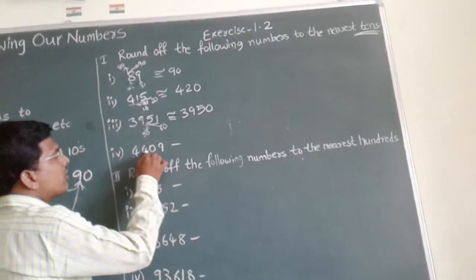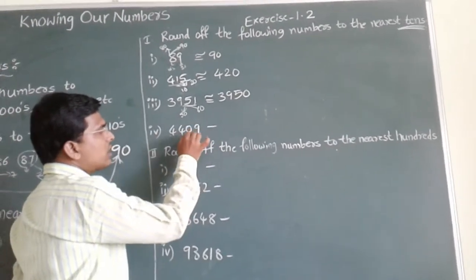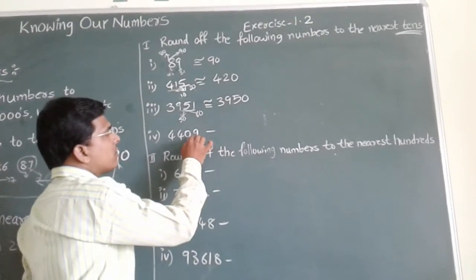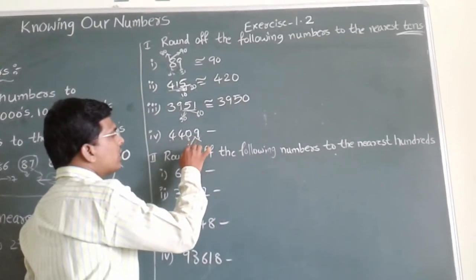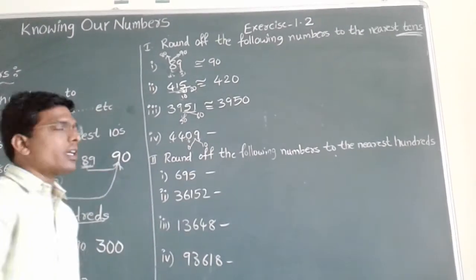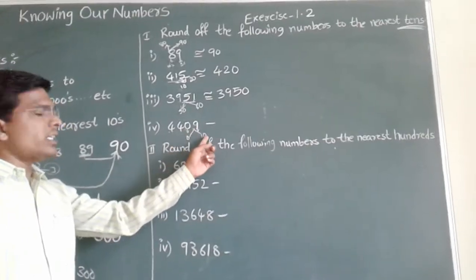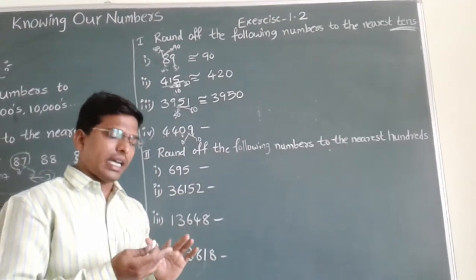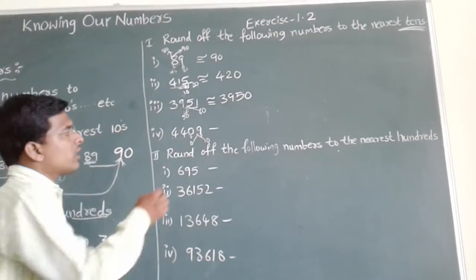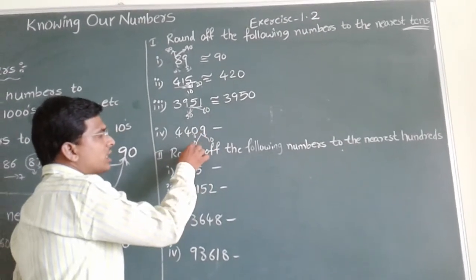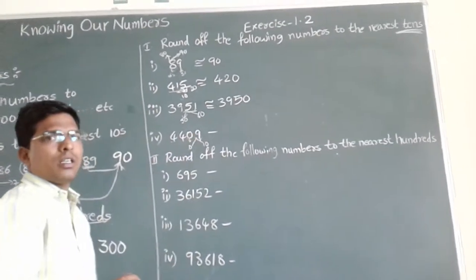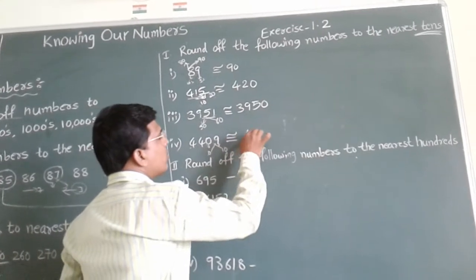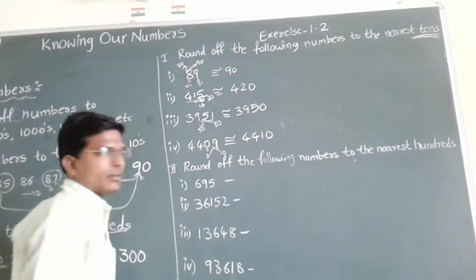Next, 4409. So 9 is in the ones position and 0 is in the tens position. So 09 is very near to 0 and 10. 9 is in between 0 and 10. 0, 1, 2, 3, 4, 5, 6, 7, 8, 9 and 10. So is 9 nearer to 0 or nearer to 10? Of course 9 is nearer to 10. So we can round off this number to 4410.